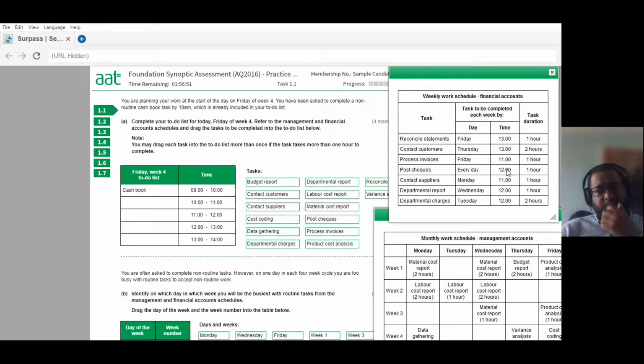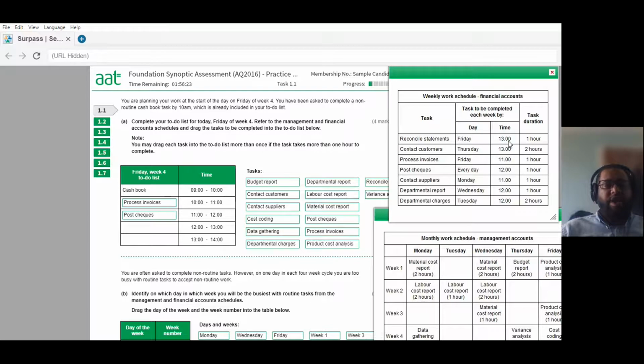So we need to make sure, if you look at that, this one is the earliest cutoff we have here: process invoice. On Friday, it needs to be done by 11 o'clock. Here we have only one slot and it has 1 hour as well. So that is the one we're going to use to process our invoices. And then the next task, posting checks, needs to be done every day at 12. No other task can be done there because it's going to take an hour. So we post checks.